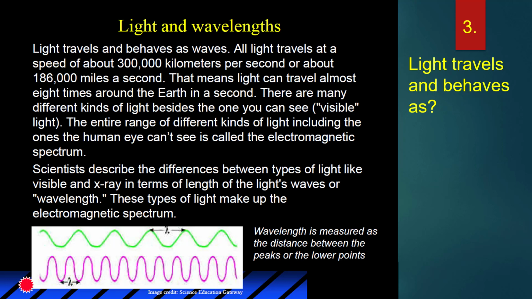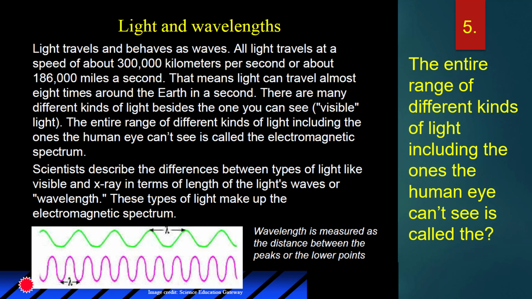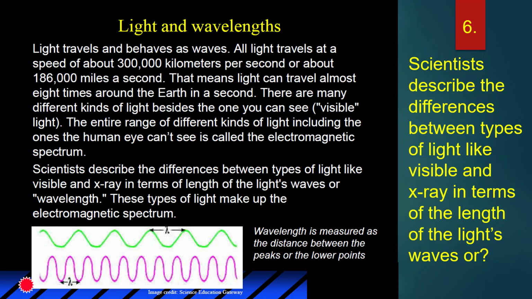Question 3. Light travels and behaves as? Question 4. All light travels at the speed of light, which is? Question 5. The entire range of different kinds of light, including the ones the human eye can't see, is called the? Question 6. Scientists describe the differences between types of light, like visible and X-ray, in terms of the length of the light's waves or?